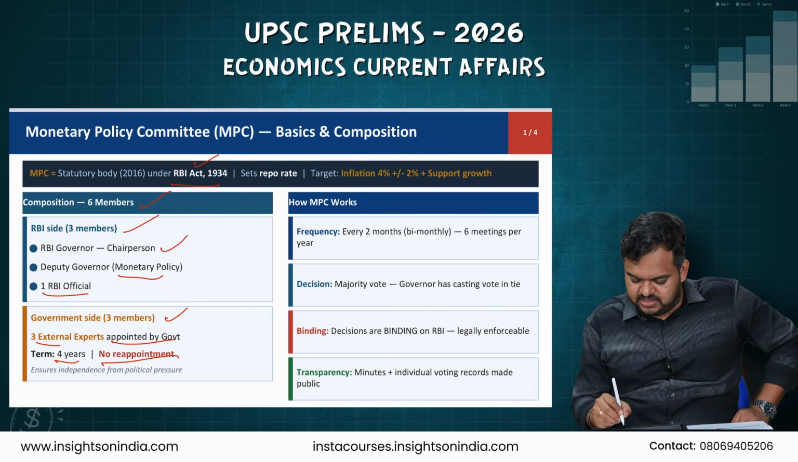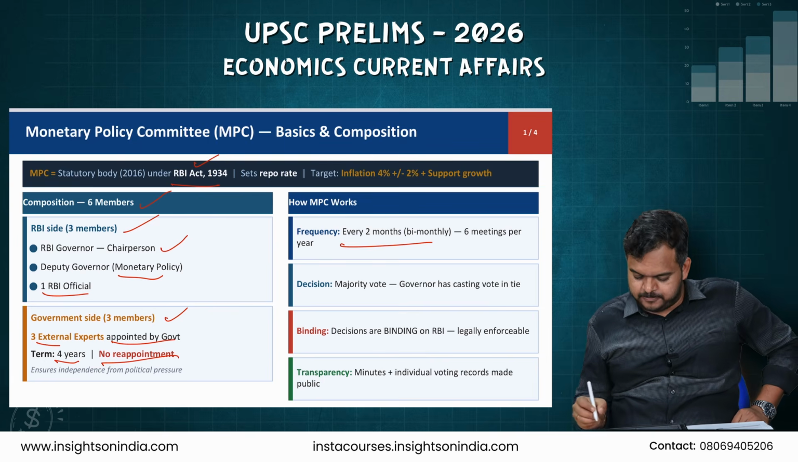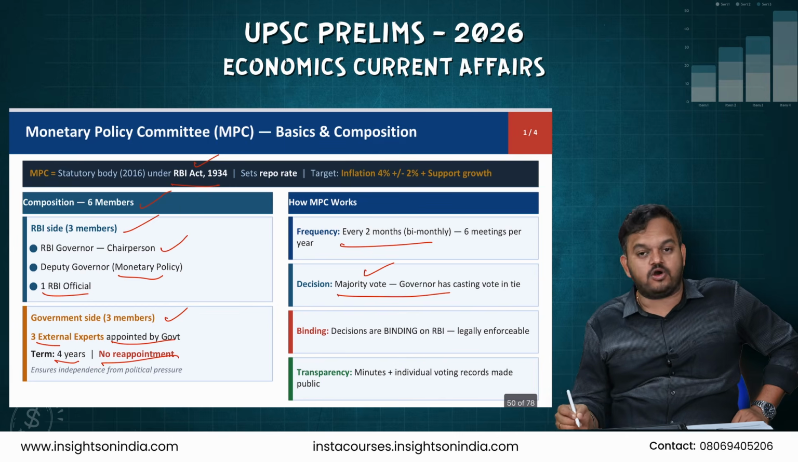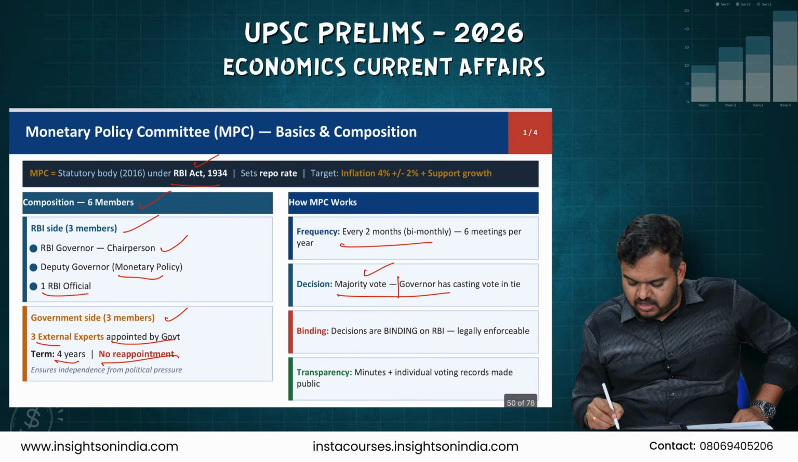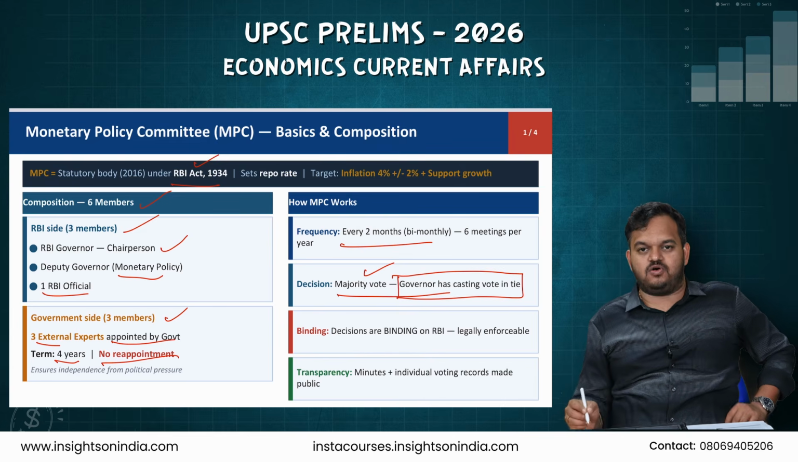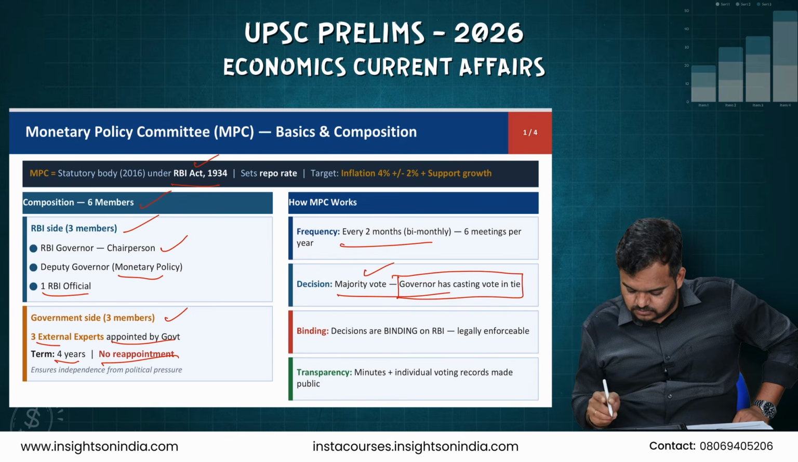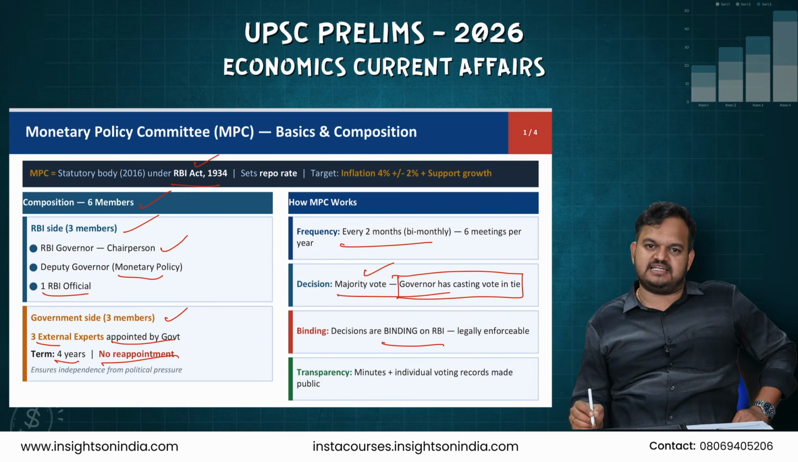How frequently is it going to meet? 2 months once. How is the decision made? Majority vote basis. The governor also has a casting vote. If the voting becomes tie, the governor can do his casting vote. Is it binding on RBI? Yes, it is binding on RBI.